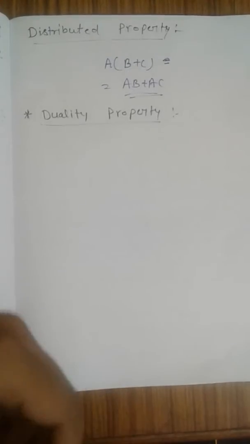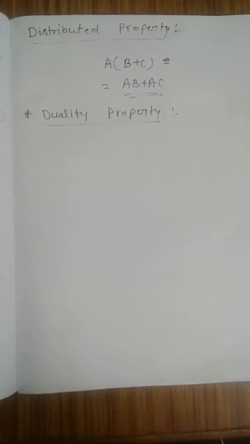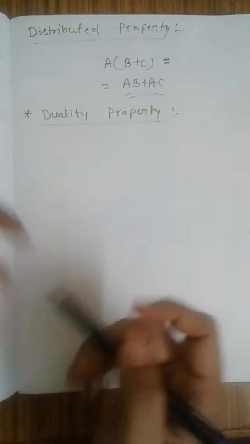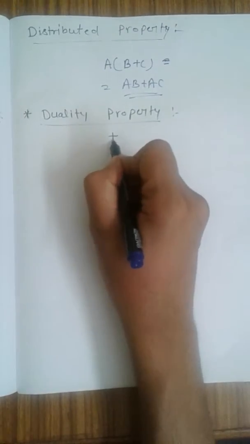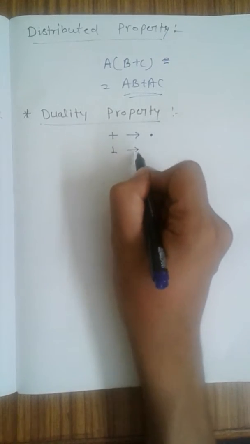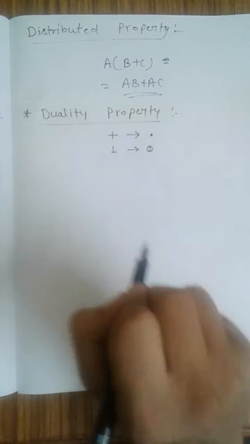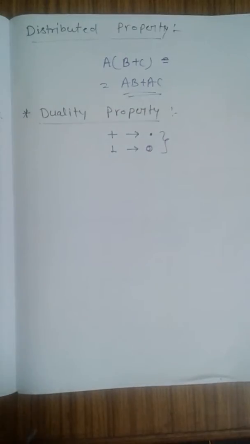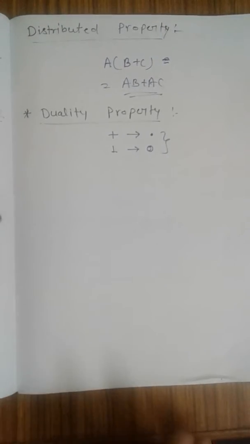So we have one more property called the duality property. According to the duality property, it is used to convert a positive logic expression into a negative logic expression, and vice versa. In a logical expression, when the plus sign is changed with a dot and 1 is changed with 0, then it will be the dual of that function. If we change these two, this will be the dual.